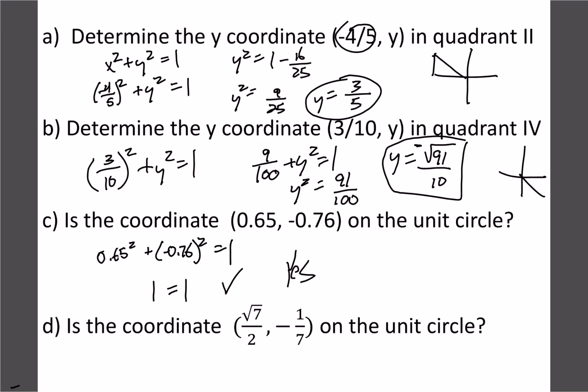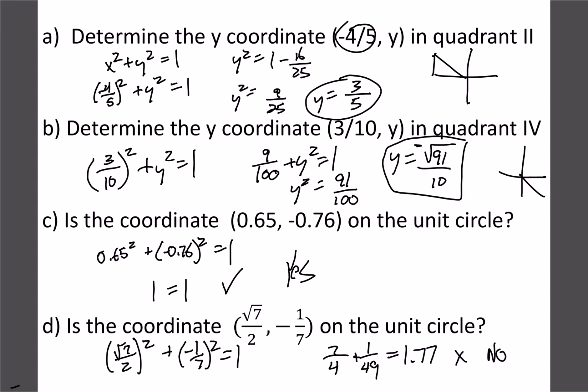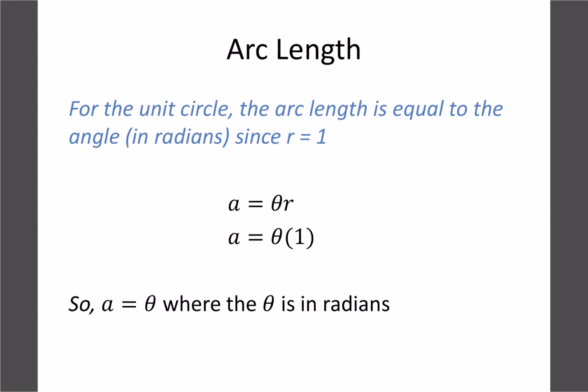So we can try it again with square roots. Same thing, root 7 over 2 squared plus negative 1/7 squared. We just see if that's 1. Root 7 squared would be 7. 2 squared is 4. And we would add on 1 over 49. So 7/4 plus 1/49 gives us like 1.77 or something like that. So we'd say no, it's not on the unit circle. So it's a pretty easy formula to find missing points or to determine whether something's on the unit circle or not.